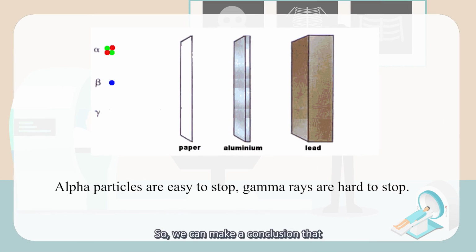So we can make this conclusion: alpha particles are easy to stop, and gamma rays are hard to stop.